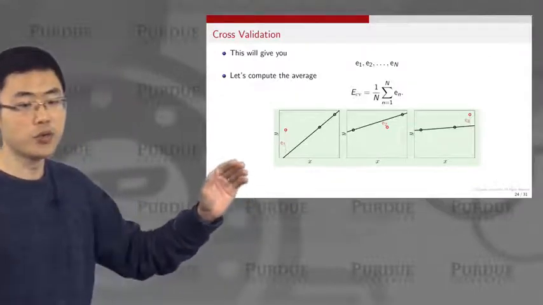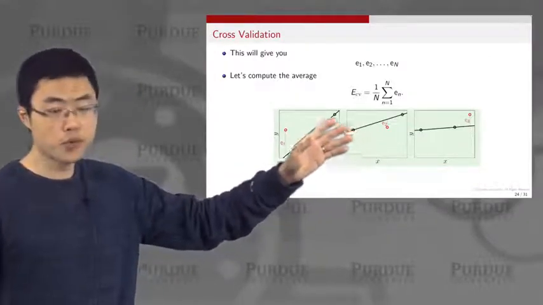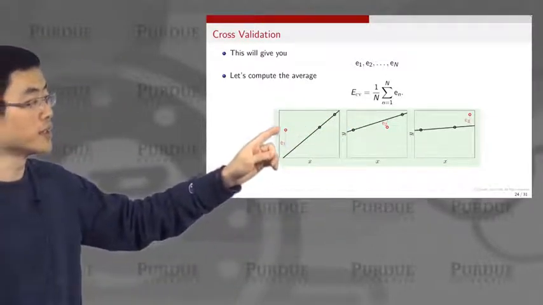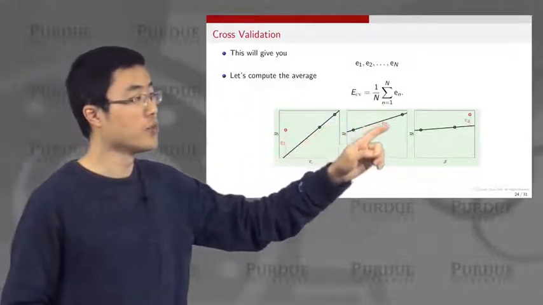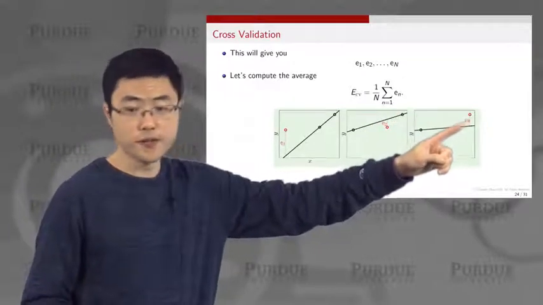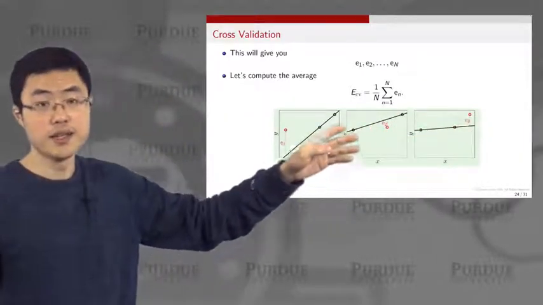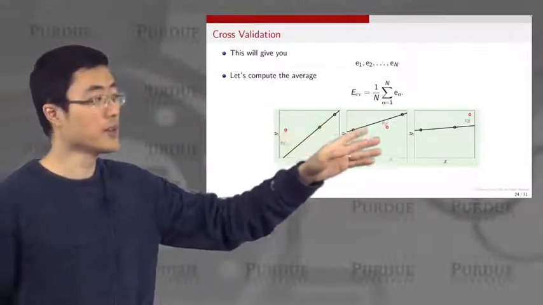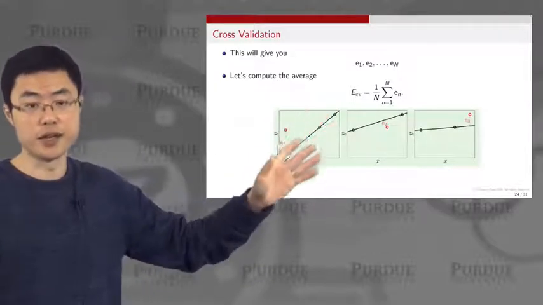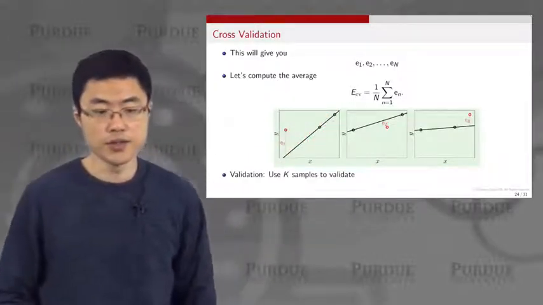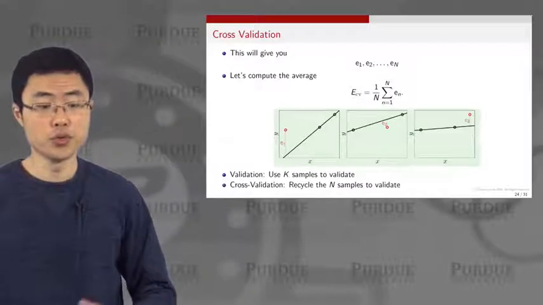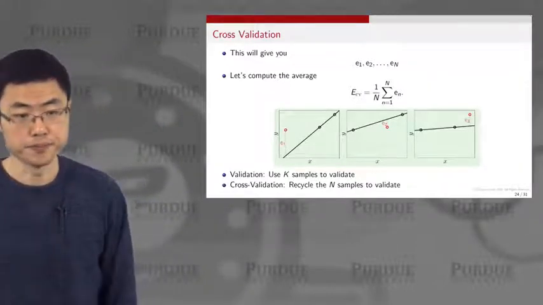Cross-validation says that I'm going to shuffle the rows of training and also validation, and I'm not going to just use data point 1. I can also use data point 2 for validation, or data point 3 for validation, and then I can calculate the error. Once I have calculated the errors, I can take the average, and that will give me the cross-validation error. So validation uses k samples to validate, and cross-validation says that I'm going to recycle the n samples to validate.